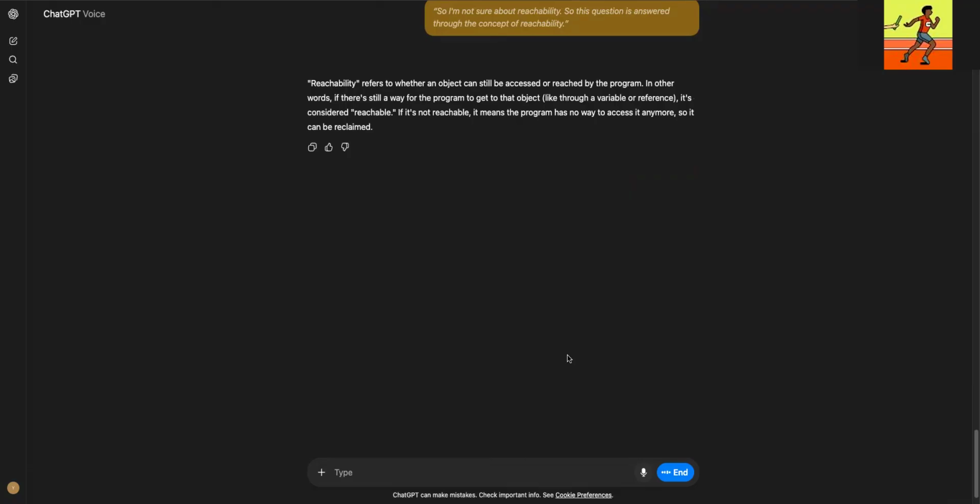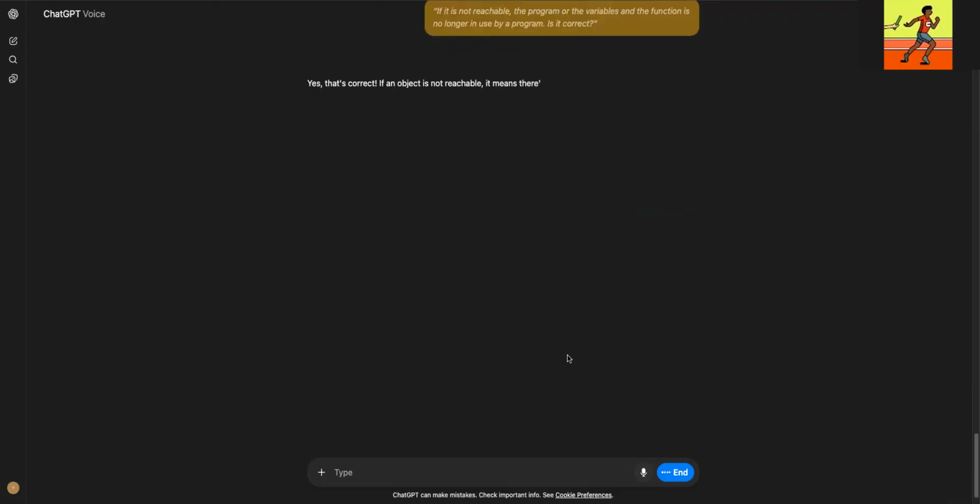So, if it is not reachable, the program or the variables and the function are no longer in use by a program. Is it correct? Yes, that's correct. If an object is not reachable, it means there's no longer any way for the program to access it. Thus, it's no longer in use and can be reclaimed by the garbage collector.